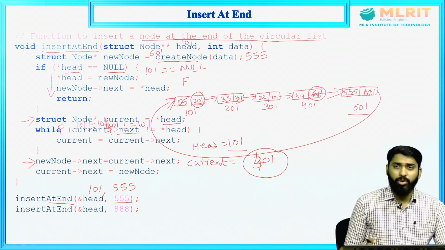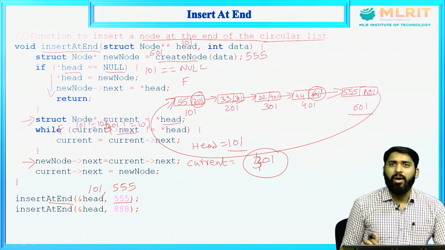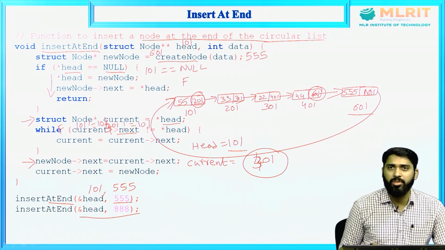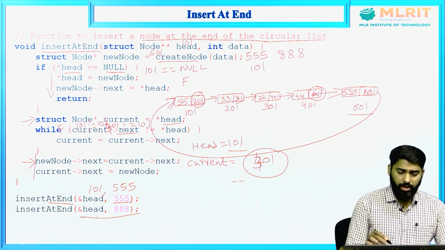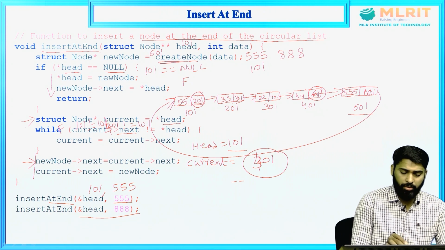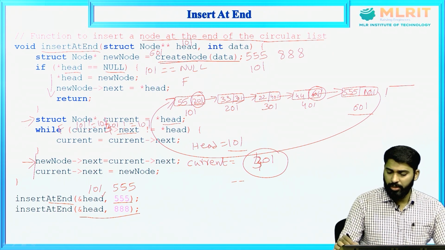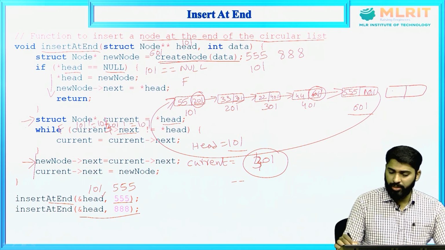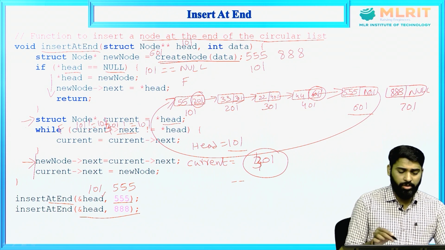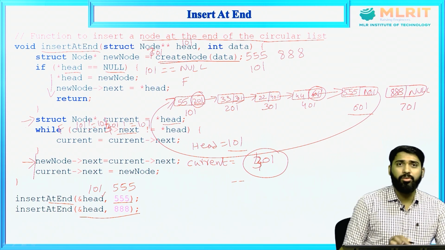Okay. Now pause the video and try to construct the circular single linked list based on this instruction, insert at end. Now the data is 888 and the head is 101. Now create node. So one node is created. Insert the data, next as null, and let us assume 701 is the address of the new node. Now 701 is assigned to new node.